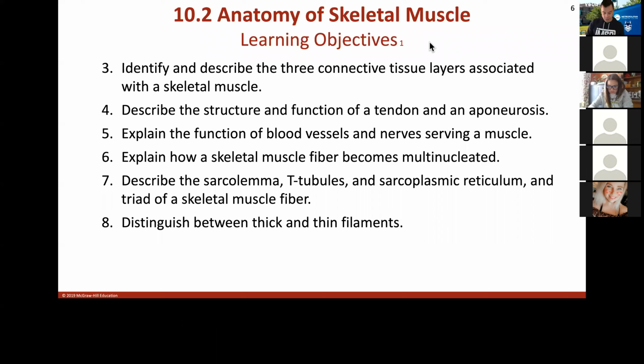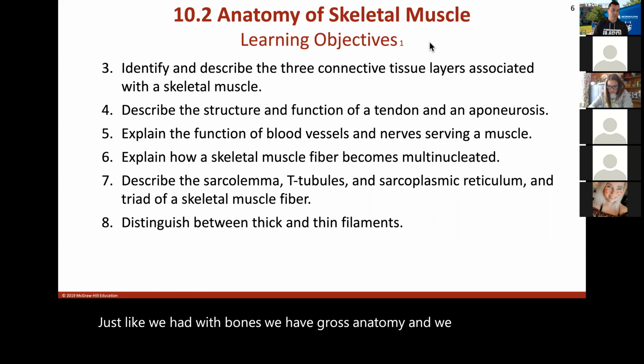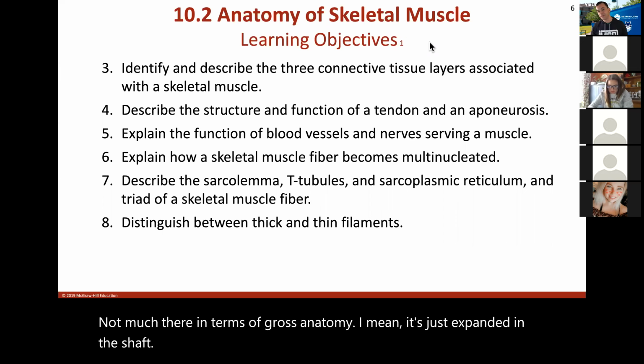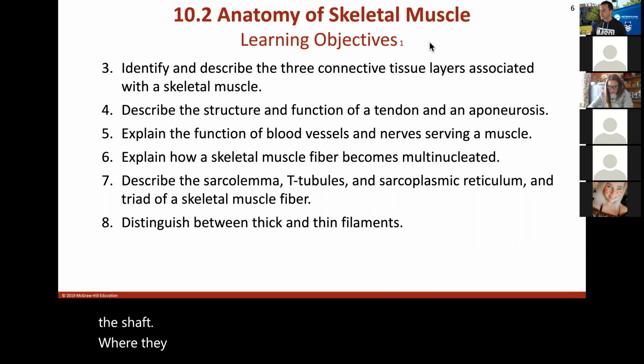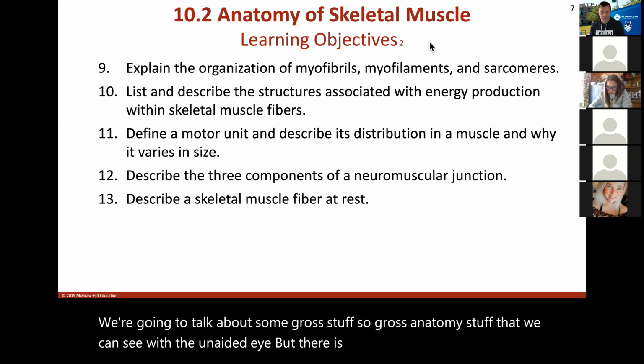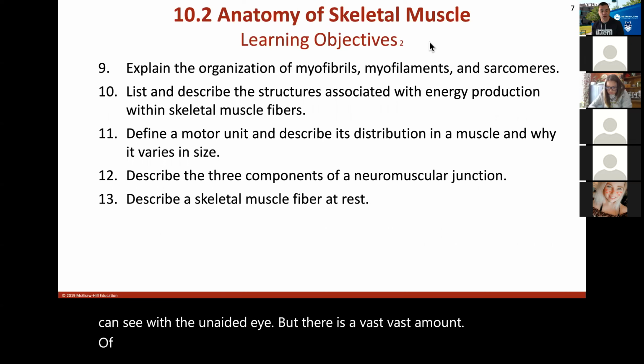Just like we had with bones, we have gross anatomy and we have microscopic anatomy. Not much there in terms of gross anatomy. I mean, it's just expanded in the shaft where they meet, the generalized location. When it comes to muscle, we're going to talk about some gross anatomy stuff that we can see with the unaided eye. But there is a vast, vast amount of microanatomy that is involved with how a muscle contracts.